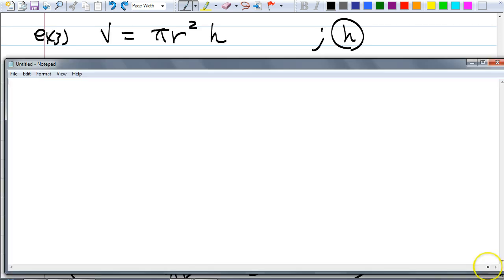All right. So let's then try example 3. Now this example 3, I say solve for h. It's not that hard, but there's a second part of this that is pretty interesting. So go ahead and solve for h first, and I'll tell you what that second part is. Okay, go ahead and try to solve for h.